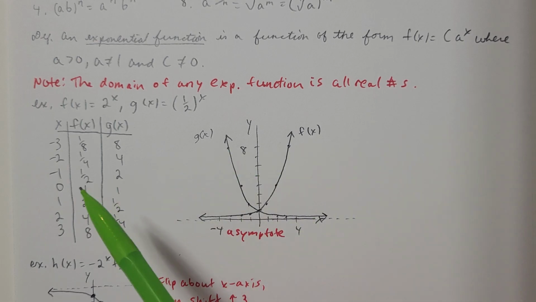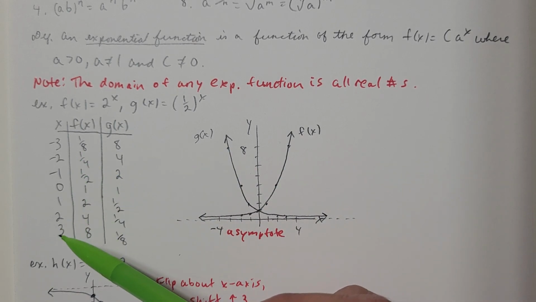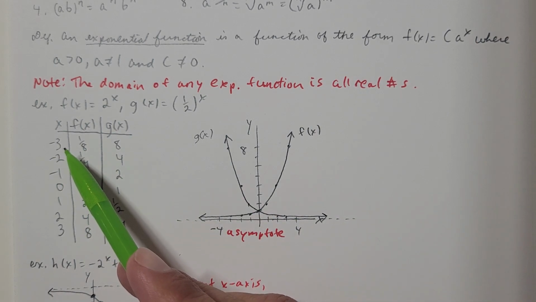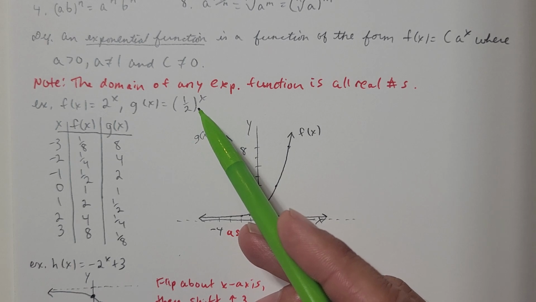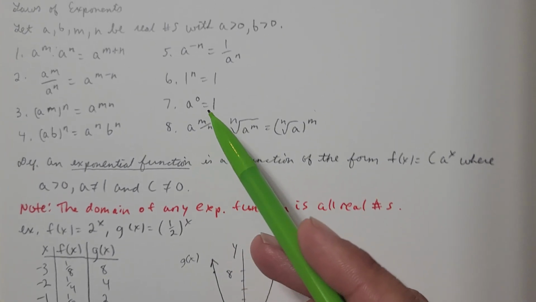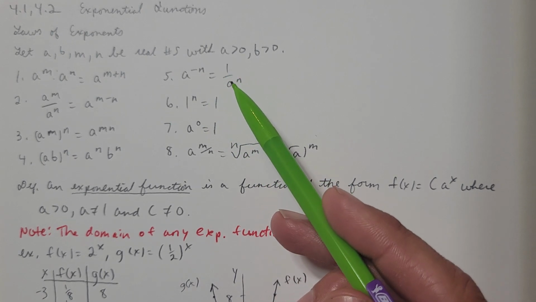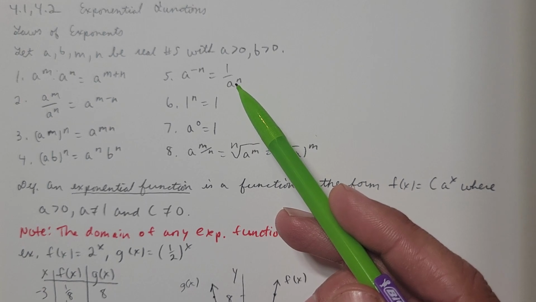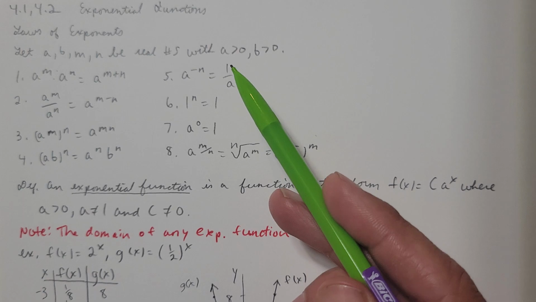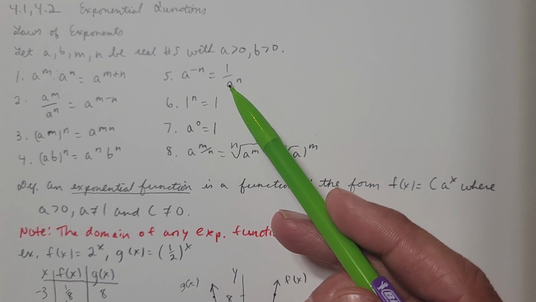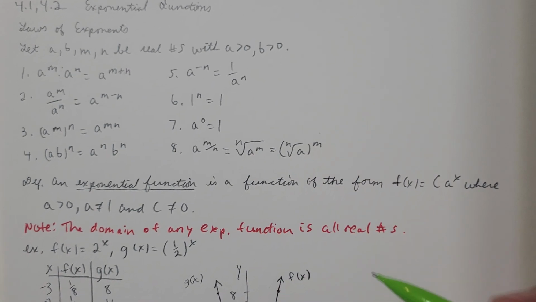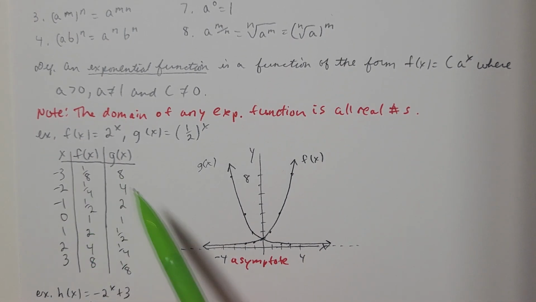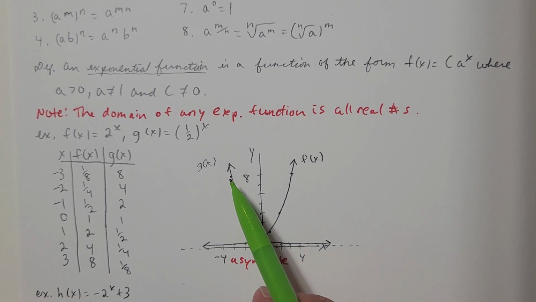Okay, let's go ahead and graph g of x next. And I'll just use these same 7 values for x like I did with f of x. So if x is -3, 1/2 to the -3rd power, let's see, so using law 5, that would be the same thing as 1 over 1/2 cubed. 1/2 cubed, 1/2 times 1/2 times 1/2, that'd be 1/8. 1 divided by 1/8 is 8 when I flip the denominator. So the point -3, 8. That point is on the graph.